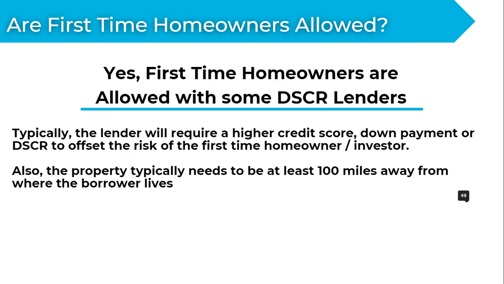Typically, the lender's, again, going to require a higher credit score and down payment to be able to offset the risk. And then also typically the property is going to need to be a minimum of 100 miles away from where the borrower currently lives. What the lender is trying to avoid is somebody that can't afford a property based on the guidelines for FHA, VA, or conventional, and they're trying to purchase a property just with the amount needed for the down payment on a DSCR loan and then move into that property and live in it. Okay, so that's why they typically want it to be 100 miles away from where you currently live.